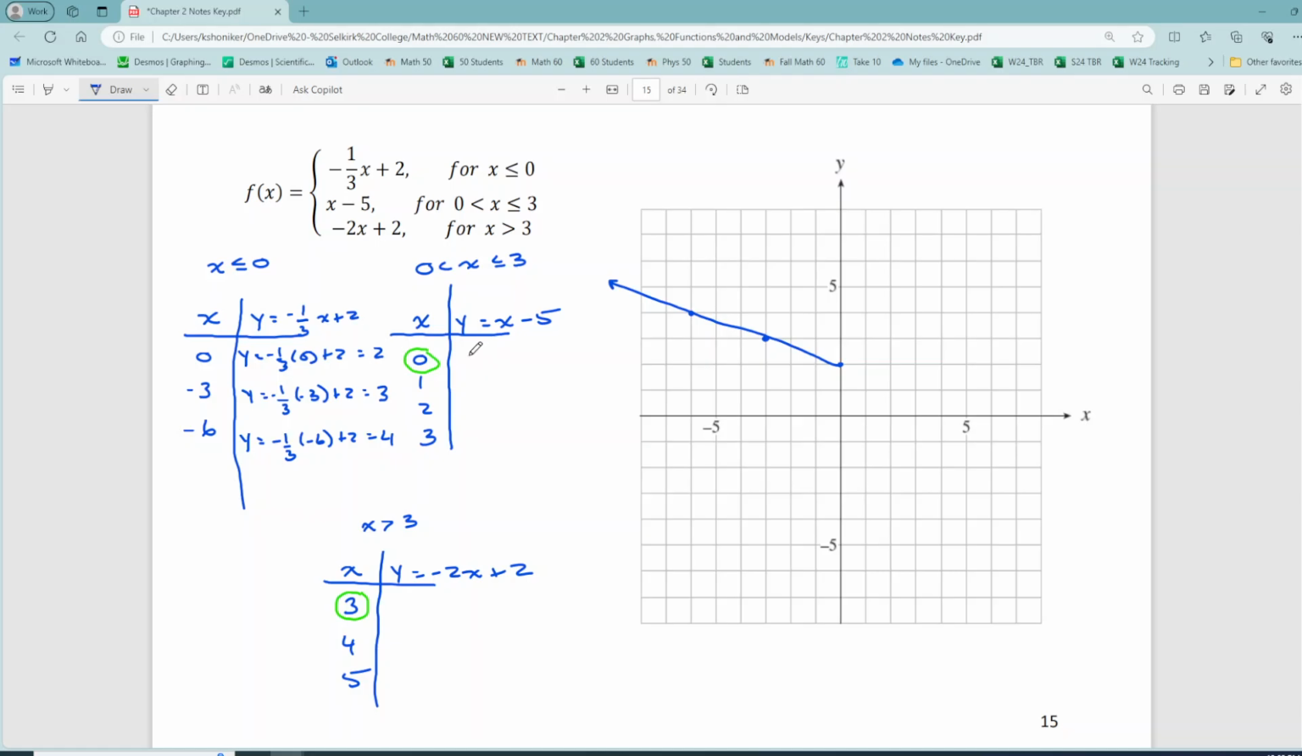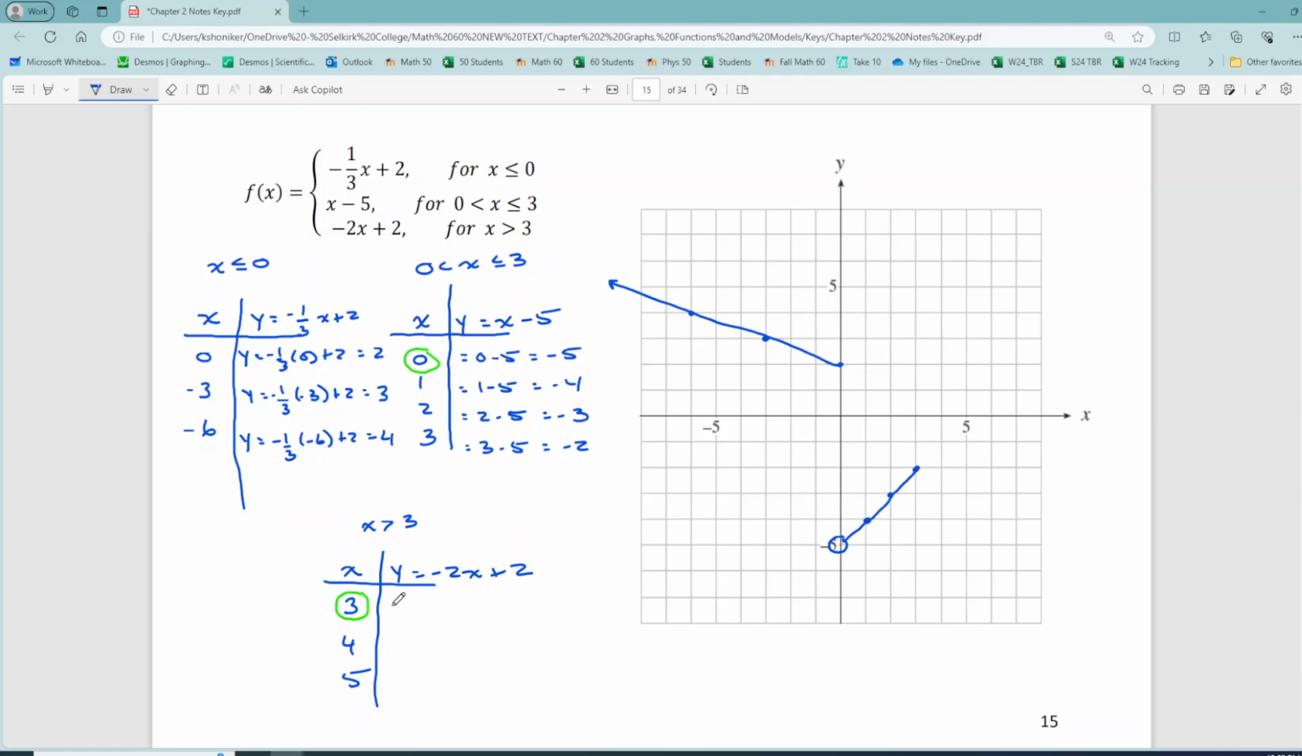The next set of points is going to be y values where you take x and you minus 5. So 0 minus 5 is negative 5. 1 minus 5 is negative 4. 2 minus 5 is negative 3. And 3 minus 5 is negative 2. So I'm going to have a point at 0, negative 5 with an open circle. I'm going to have a point at 1, negative 4, 2, negative 3, and 3, negative 2. And I'm just going to connect those dots.